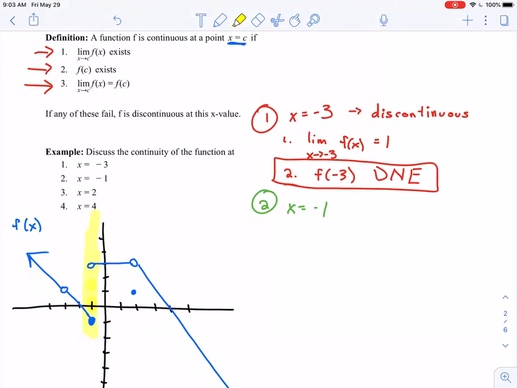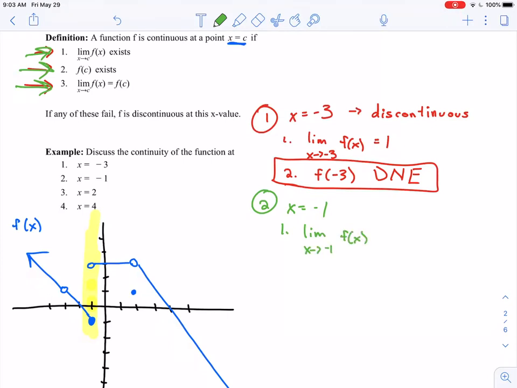So it's discontinuous there, and I want to determine, okay, why is it discontinuous? Which of these 3 criteria does it fail over here? What's falling apart right there? So again, if you need to, you can just work your way through that checklist. So I'm going to check number 1. What's the limit as x approaches -1 of f of x?